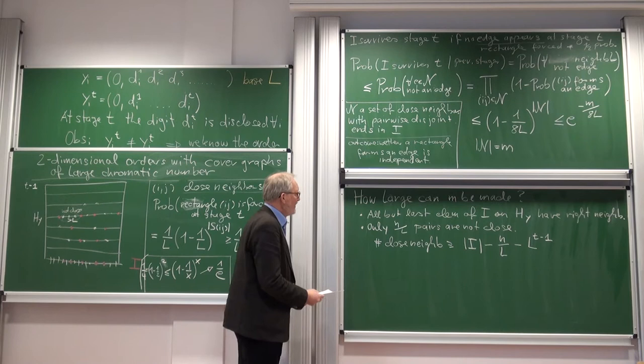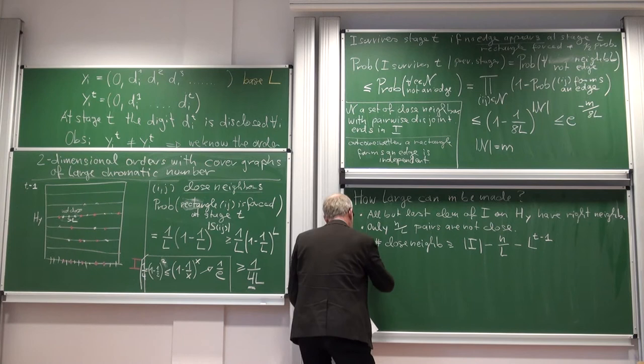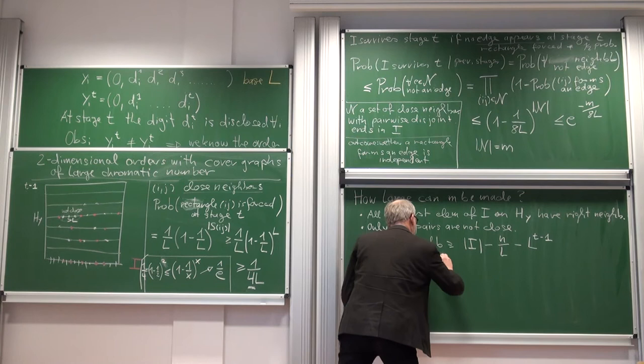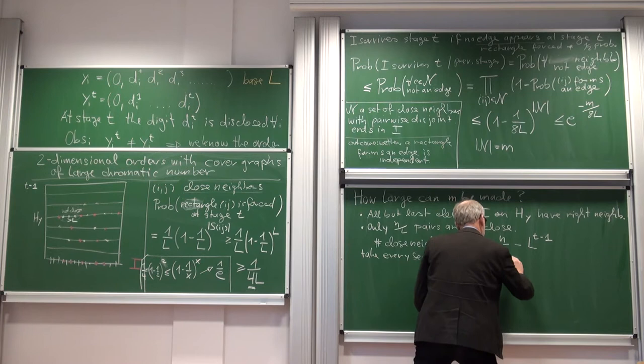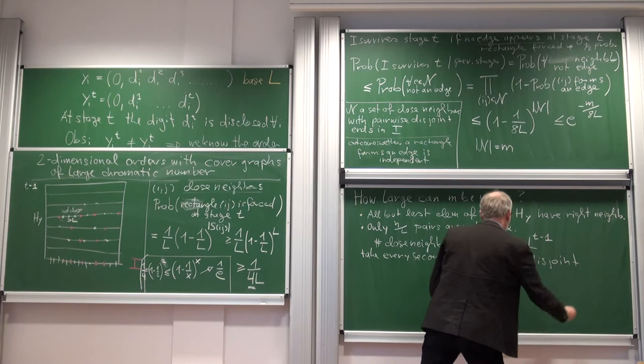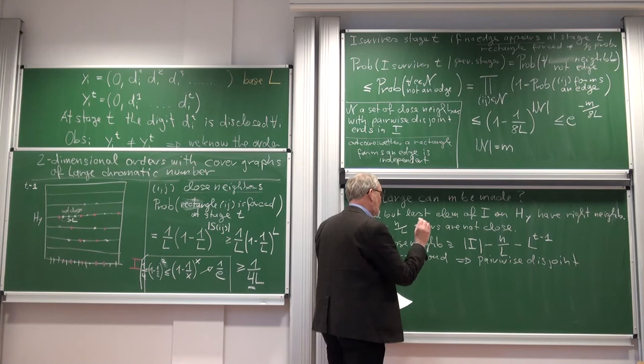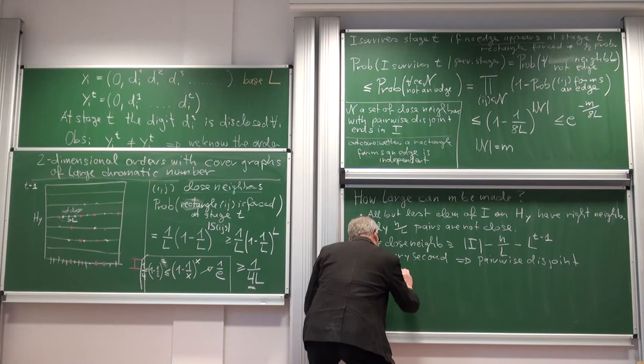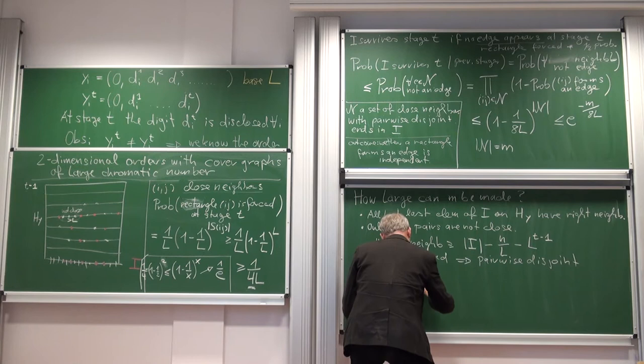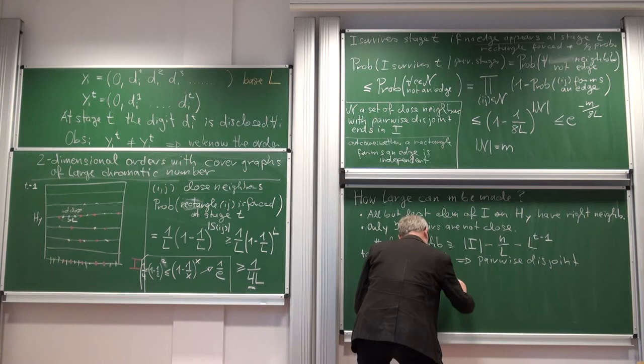So these are the close neighbors, and now take every second one, and they are pairwise disjoint. So what we get here is that M is at least as big as 1/2 of the size of I minus N over L minus L to the t minus 1.